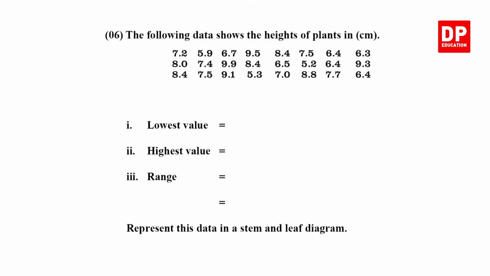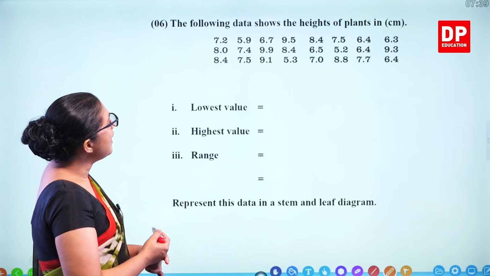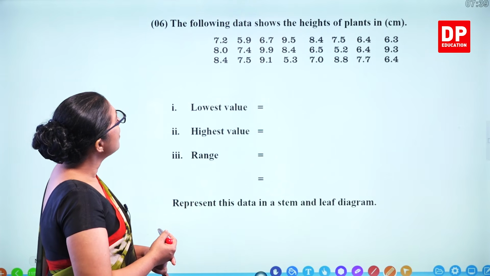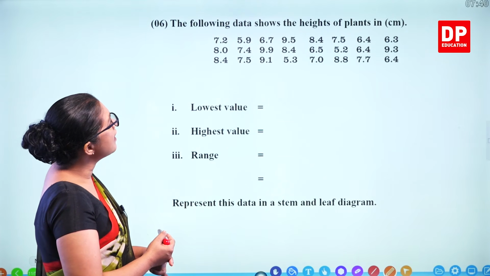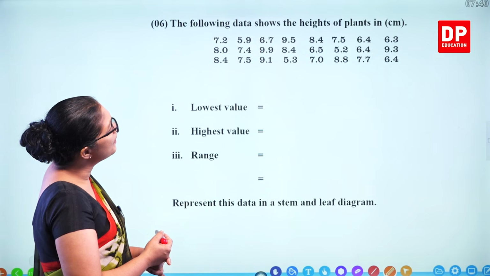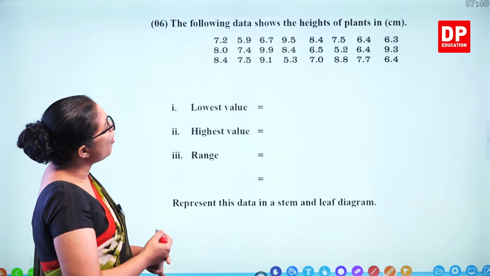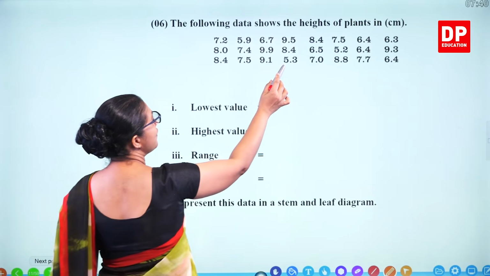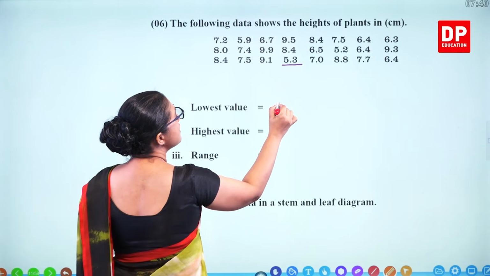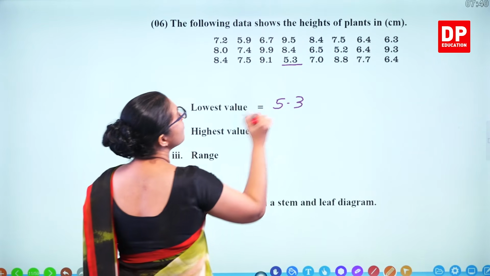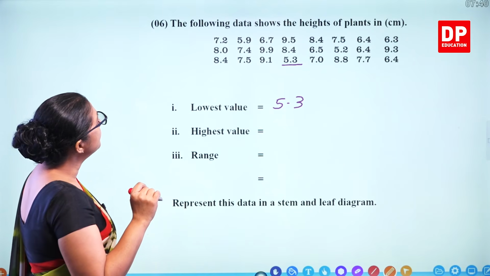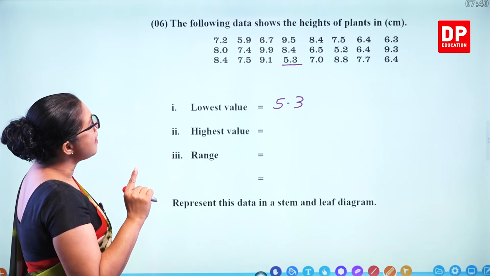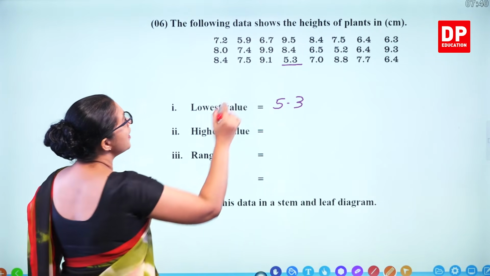The following data shows the heights of plants in centimeters. Now you get decimals. So what's the lowest value? Identify the lowest value. Look carefully and see what's the lowest one. 6.3? No, 5.3. 5.3 is the lowest. Then the highest value. I see 9.9.